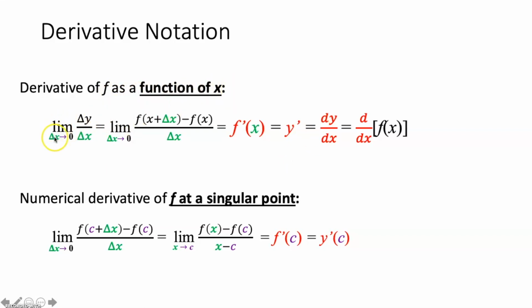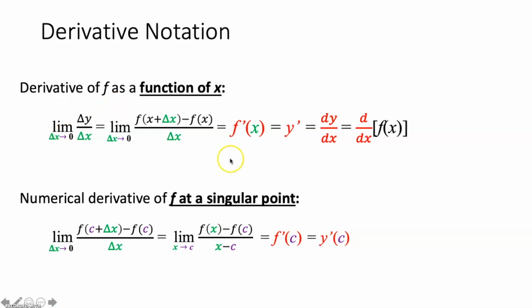So we have the limit as delta x approaches 0 of delta y over delta x, the change in y over the change in x, which is exactly what this says over here too. The limit as delta x approaches 0 of f of x plus delta x minus f of x, the change in y values, over the change in x, delta x. That's the same as f prime of x. That's the same as y prime. That's the same as dy dx or d dx of f of x.